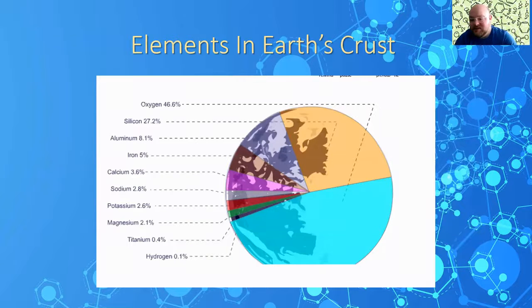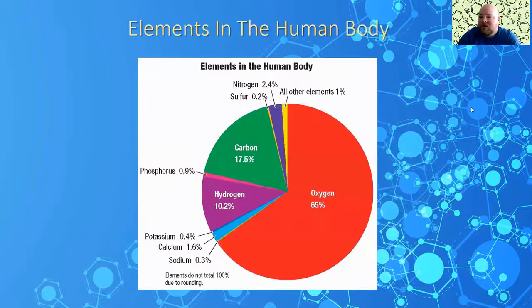Now, in the Earth's crust, you can see, just in the Earth's crust here, we have a lot of elements. We got oxygen, silicon, aluminum, iron, calcium, sodium, potassium, magnesium, titanium, hydrogen. You can see, though, that oxygen is the most abundant element in the Earth's crust. Same with human beings. We can see what is the most abundant element inside of a human being. We have oxygen, sodium, calcium, potassium, hydrogen, phosphorus, carbon, sulfur, nitrogen, other stuff. But oxygen is also the most abundant element in the human body. So oxygen is a pretty important element.